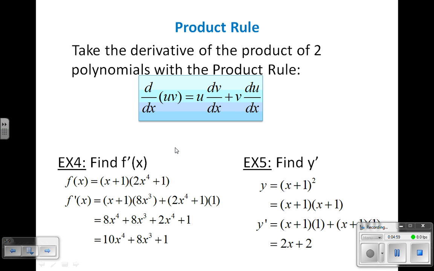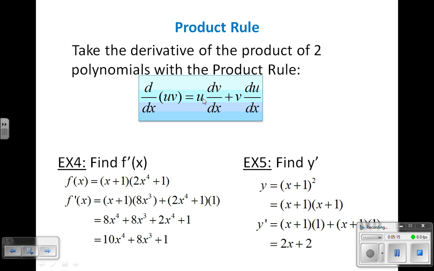Okay, so this probably makes a lot more sense with a few examples. So let's look at example 4. Here's my function f of x. Notice how I have a product. I have x plus 1, that would be like the u in this equation. And I have 2x to the fourth plus 1, that would be like the v in this equation.